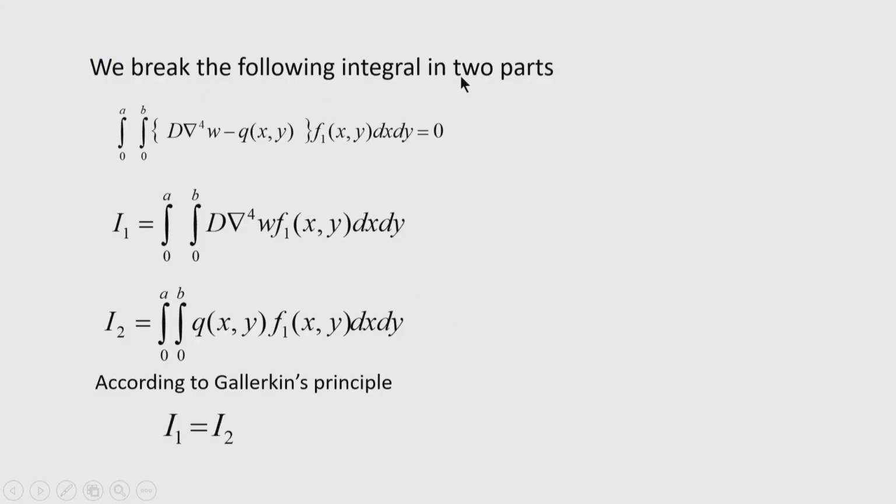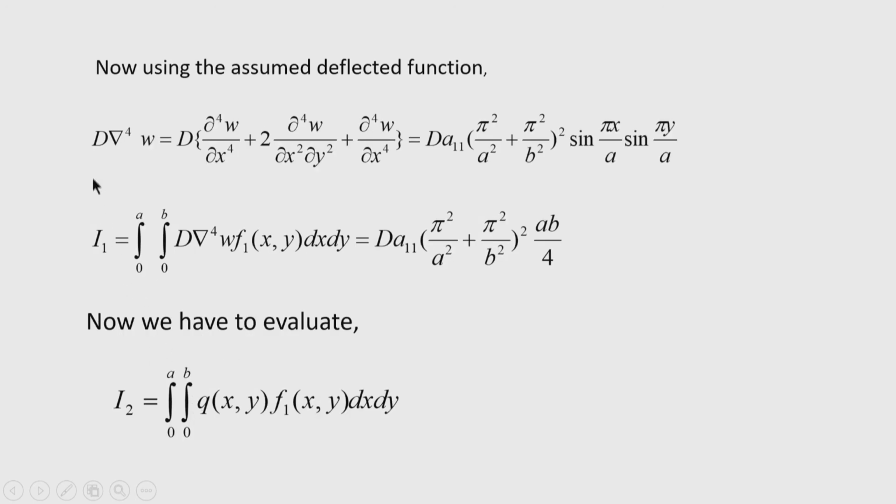So, we break the following integral into two parts. The first part is I 1, the double integration of del 4 w times f 1 (x, y) dx dy. The second integral is from 0 to a, 0 to b, q (x, y) f 1 (x, y) dx dy. Because only one function is chosen, I write the function as f 1. According to the Galerkin principle, now I equate I 1 to I 2, and then the first integral becomes this.